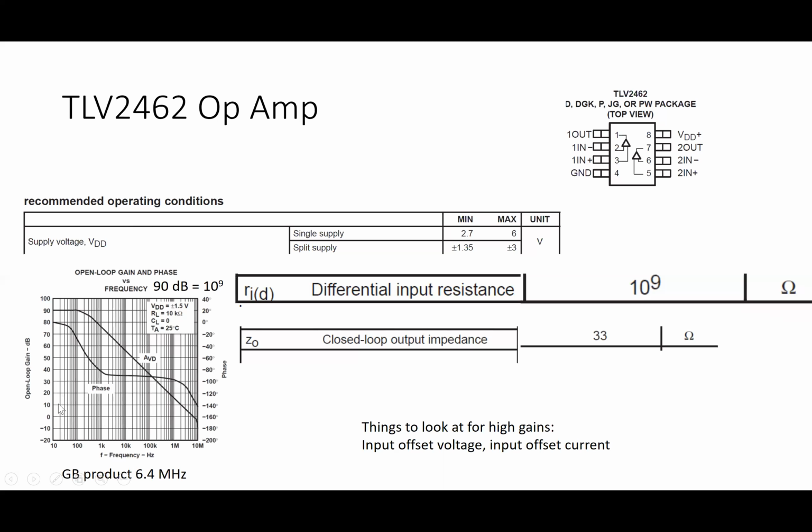Okay, so that's the chip. We're doing unity gain. We're not too worried about frequency response. Life is easy for us. There are other things to look at on this data sheet if you make high gain amplifiers, input offset voltage, input offset current. We won't worry about that for now.